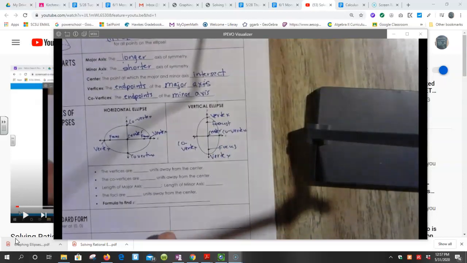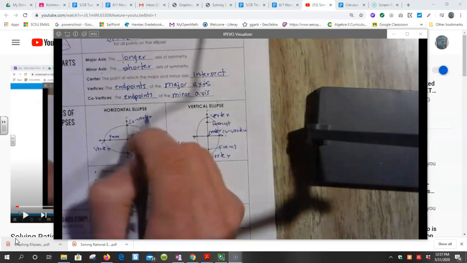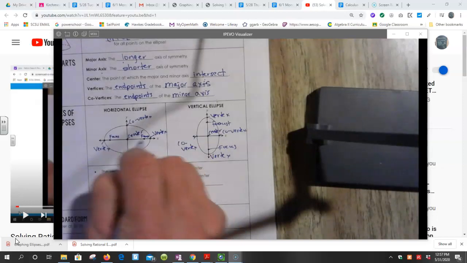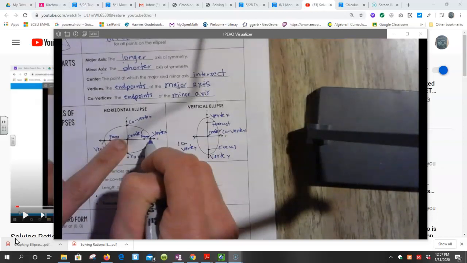All right, so the vertices are a units away from the center. So in this case, vertex, vertex, that's a. So a would be this distance from here to here.